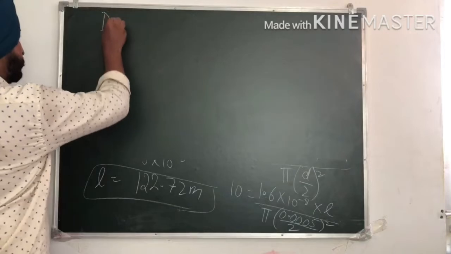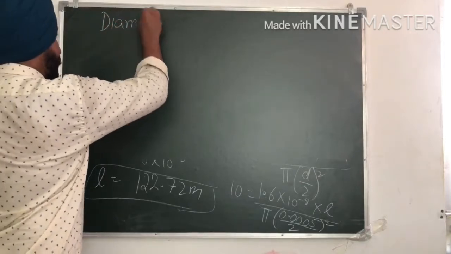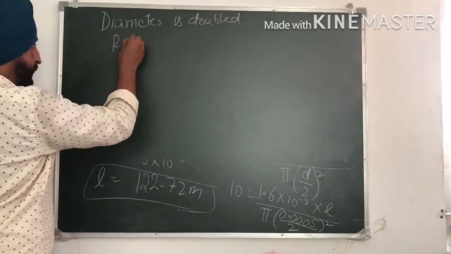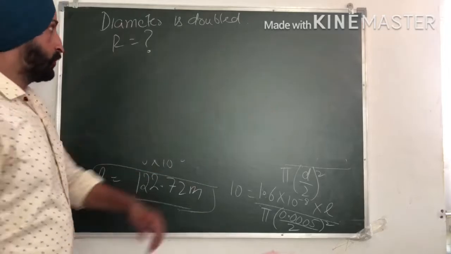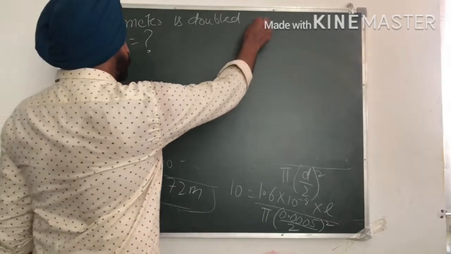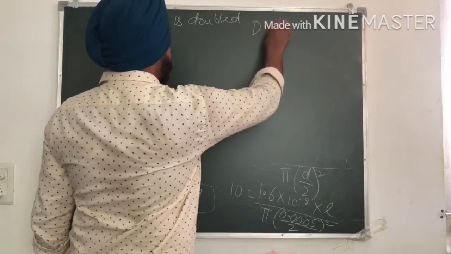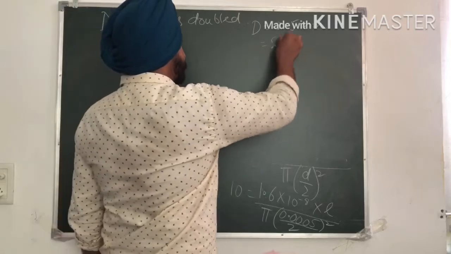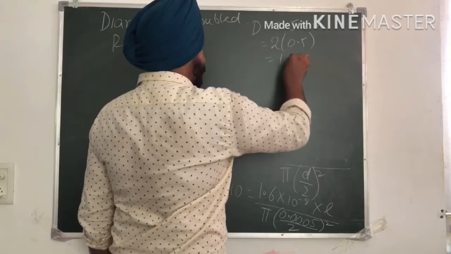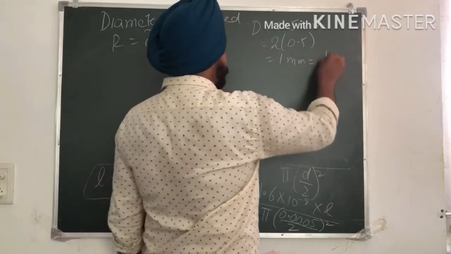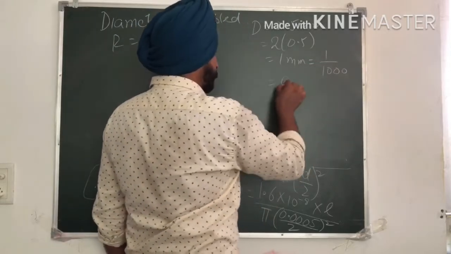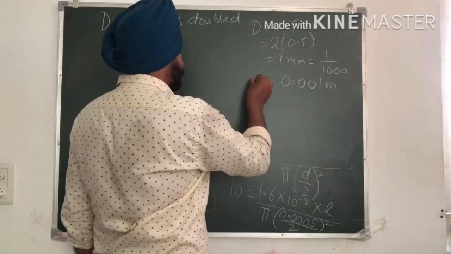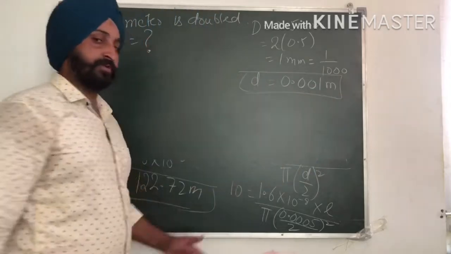Now when diameter is doubled, we need to calculate the value of new resistance. Fine. So original diameter was equal to 0.5 mm. Now when you double this diameter, the new diameter would be equal to 1 mm. Fine. So we can write 1 mm equal to 0.001 meters. So this will be the new diameter after doubling.